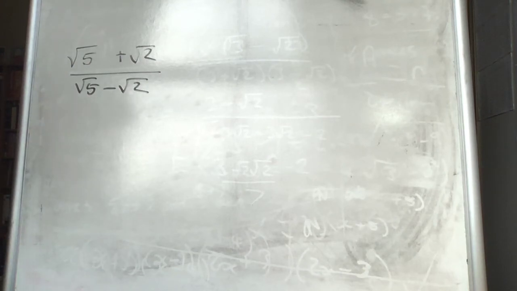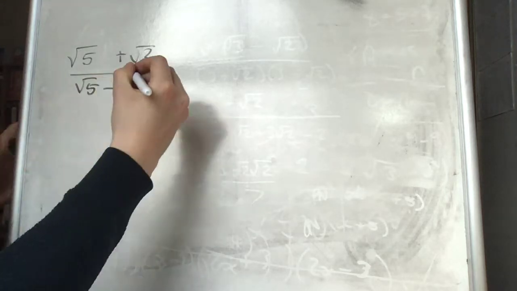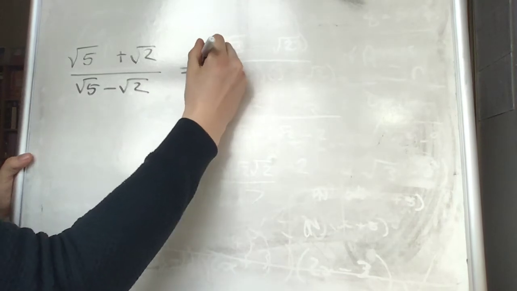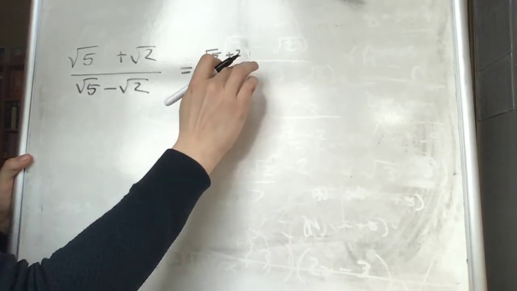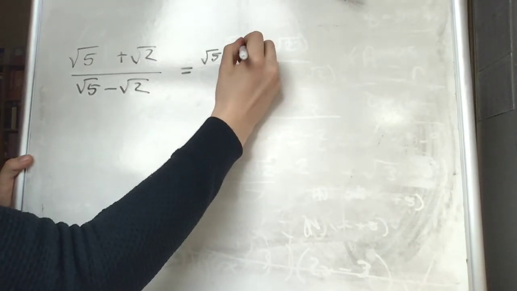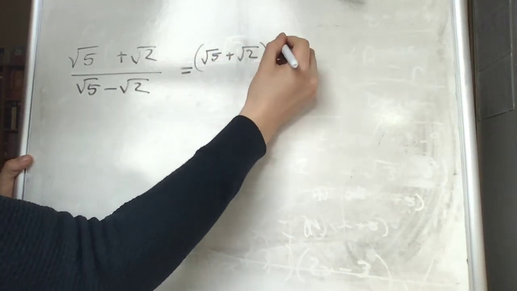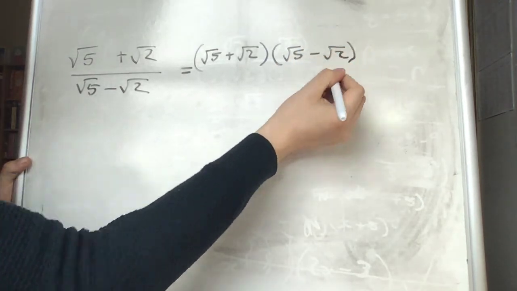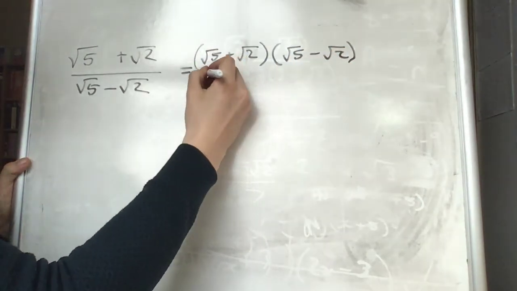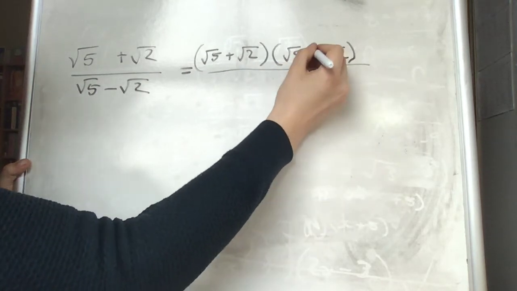Well, as we just did, we're going to multiply the numerator and the denominator by the square root of 5 plus the square root of 2. So let's just write that out. So we've got the square root of 5 plus the square root of 2, and then we've got the square root of 5 minus the square root of 2.